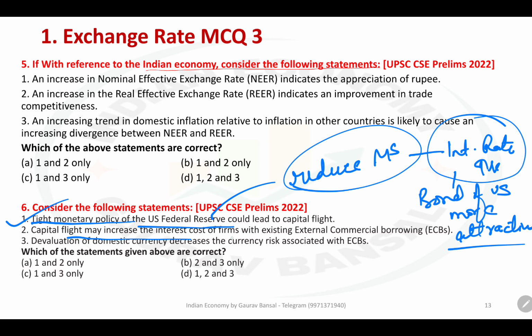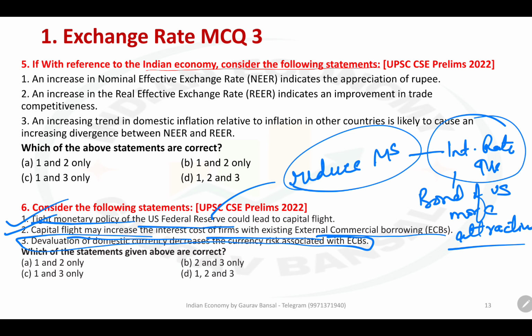Second, capital flight may increase the interest cost of firms with existing ECB. That is correct. Basically, for the companies which have taken loans from abroad, if the rupee value falls, what they have to pay back increases in rupee terms. So their interest burden in rupee terms will increase. That is a standard thing, and that happens always. Third, devaluation of domestic currency decreases the currency risk associated with ECB. If there is devaluation of domestic currency, then we have an increase in the risk, not a decrease in the risk.